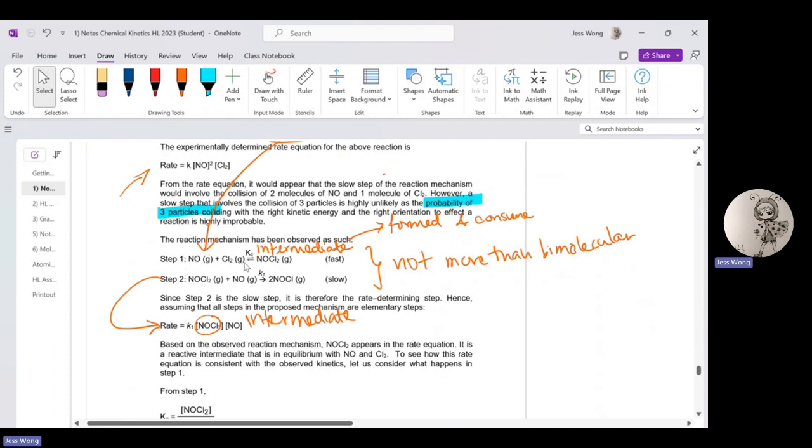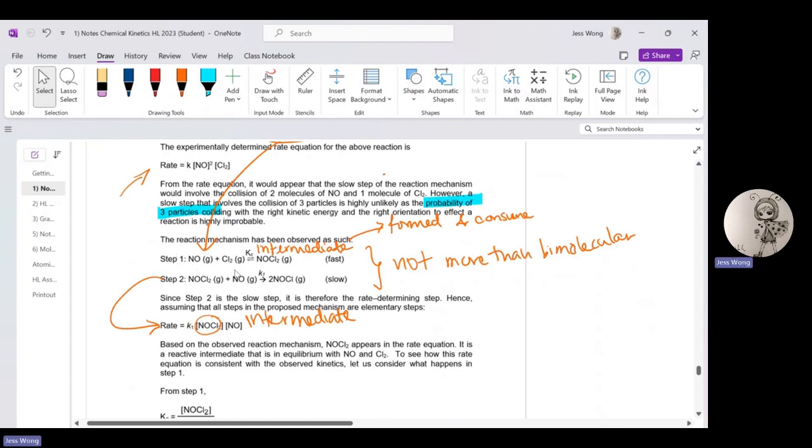Those who have read ahead or read up before will be able to write a Kc expression, which is the equilibrium expression. If not, at this moment you can just take a look at NOCl2. It actually came from NO and Cl2, and so I'm going to substitute NOCl2 with NO and Cl2.